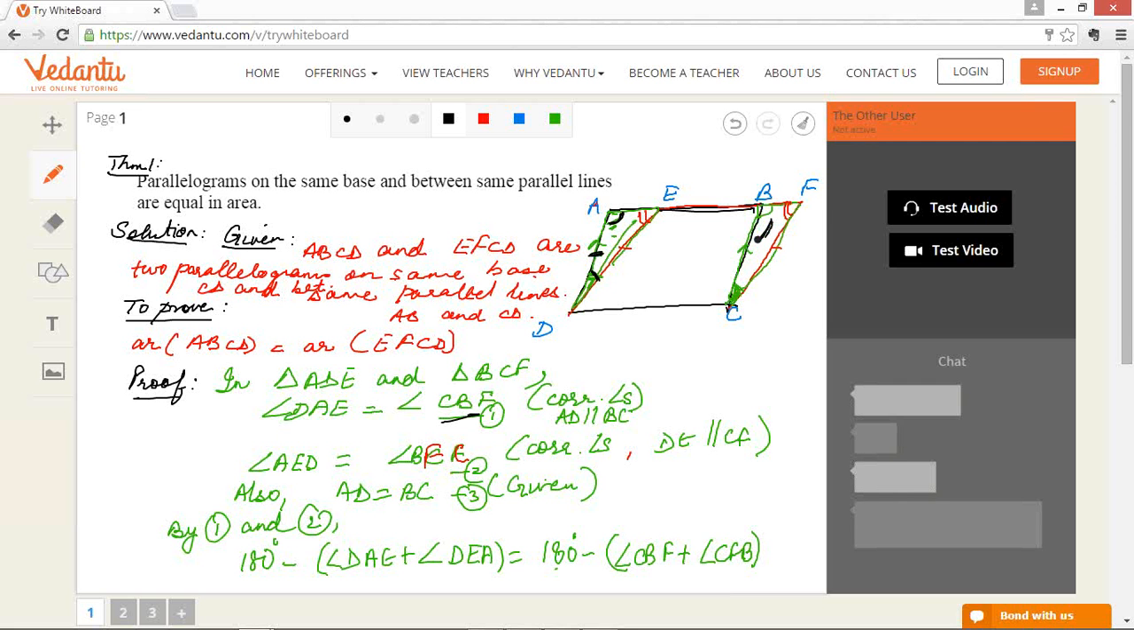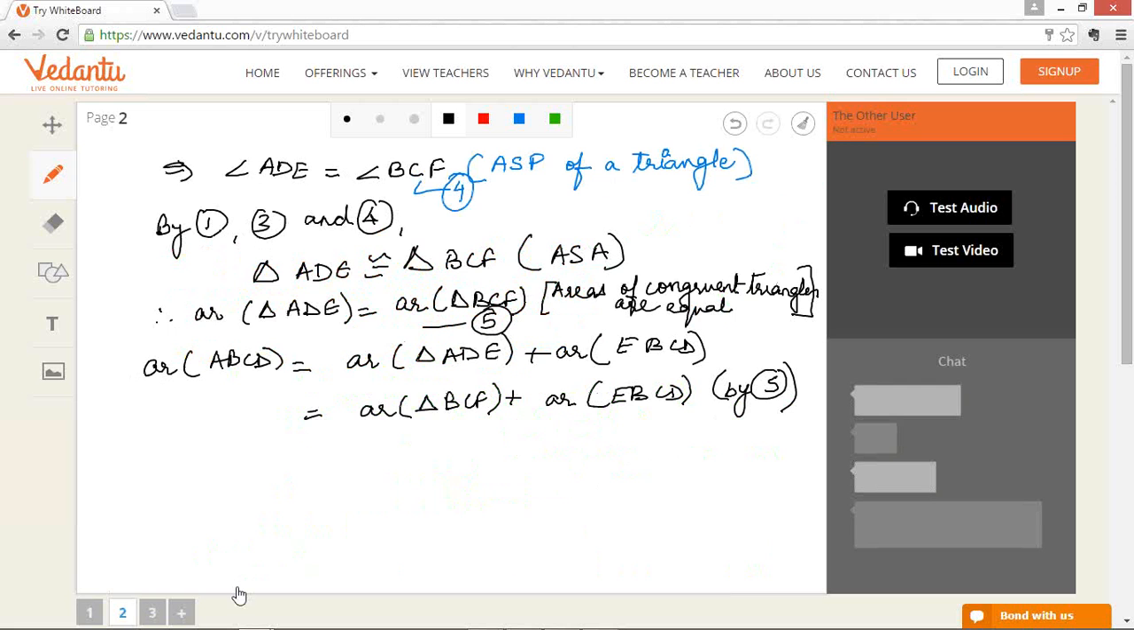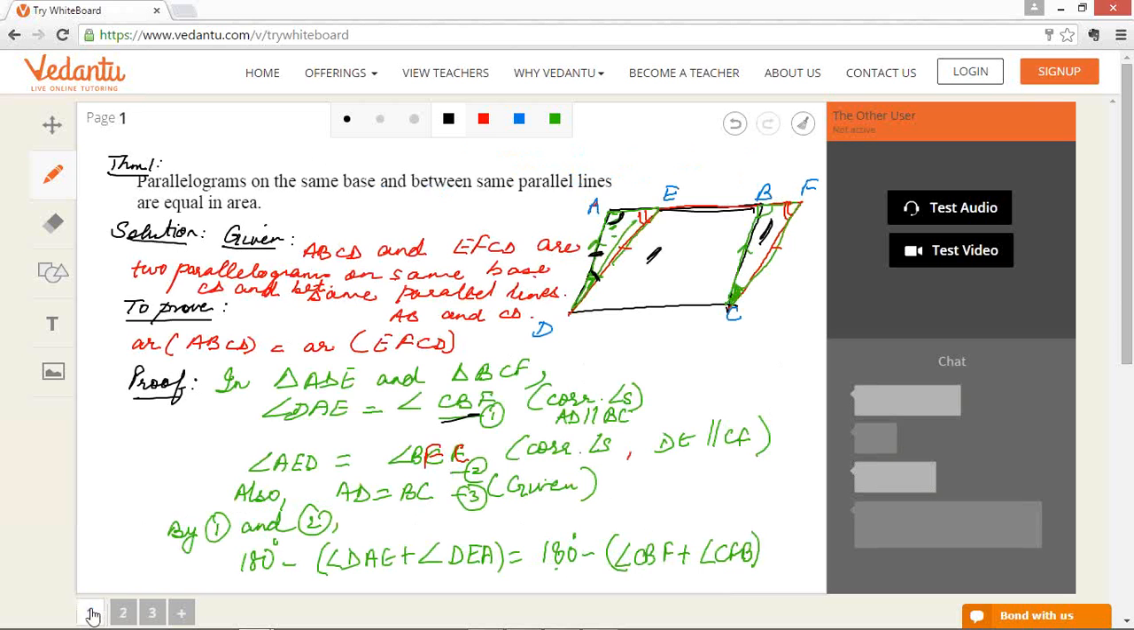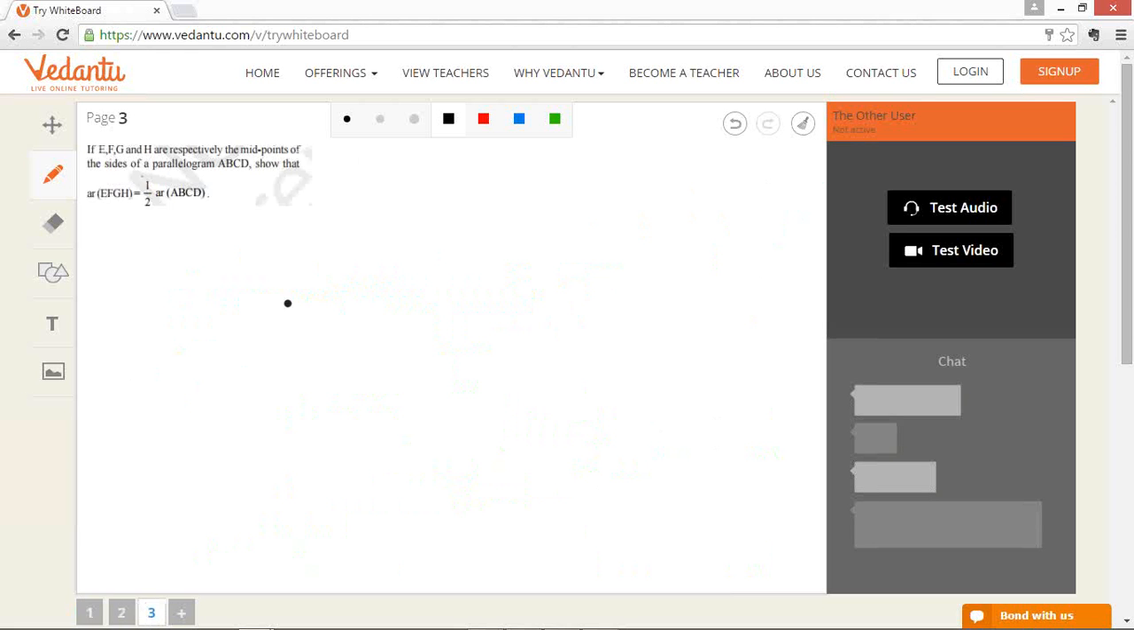Okay, now area of BCF plus EBCD, let's look back. What is this? Area of BCF plus EBCD gives us the second parallelogram EFCD. That easily gives us the second parallelogram EFCD, and we realize that we have reached the result. So hence the result. Okay, that was quite obvious. So I'll revise the theorem statement. Parallelograms on the same base and between the same parallel lines are always equal in area. So next we'll be doing the questions based on the same theorem. So let us move on to the next question.